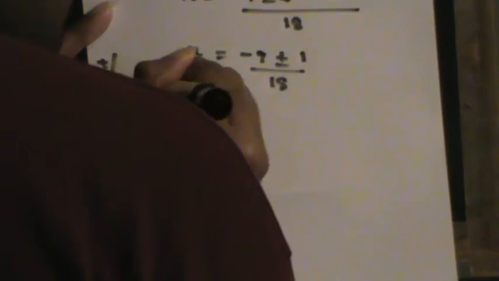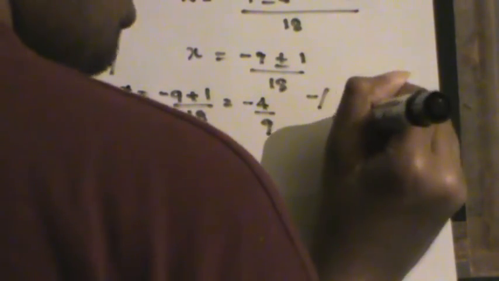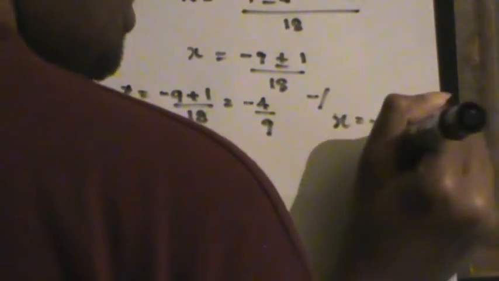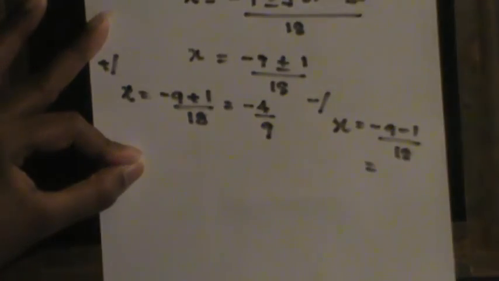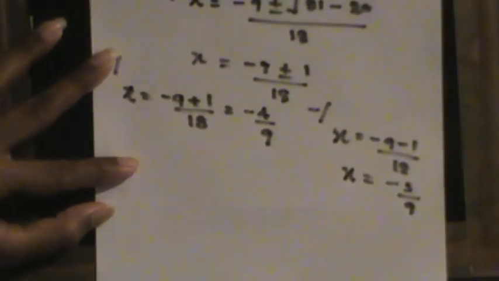When you take the positive solution, x will be minus 9 plus 1 divided by 18, which is minus 8 divided by 18, which is minus 4 divided by 9. When you take the negative solution, x is equal to minus 9 minus 1 divided by 18, which is minus 10 divided by 18, which is equal to minus 5 divided by 9. Right? You will get x equals minus 4 divided by 9 and x equals minus 5 divided by 9.